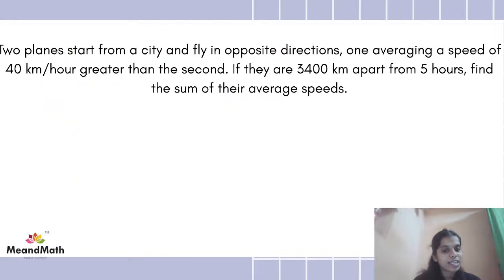Okay, dear. Now we can start solving the next question. Two planes start from a city A and fly in opposite directions, one averaging a speed of 40 km per hour greater than the second one. If they are 3400 kilometers apart after 5 hours, find the sum of their average speed.